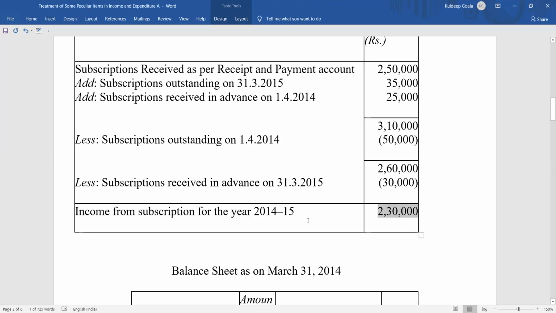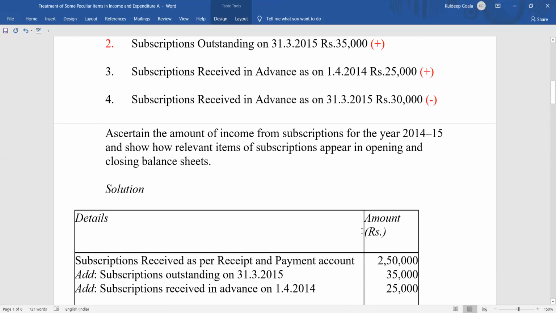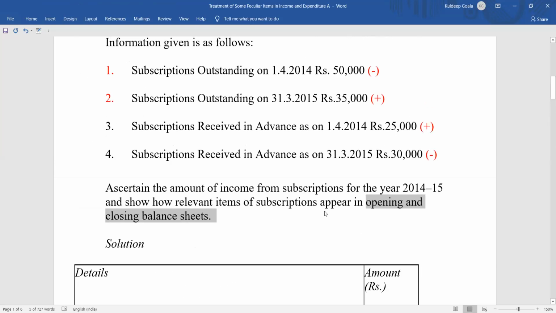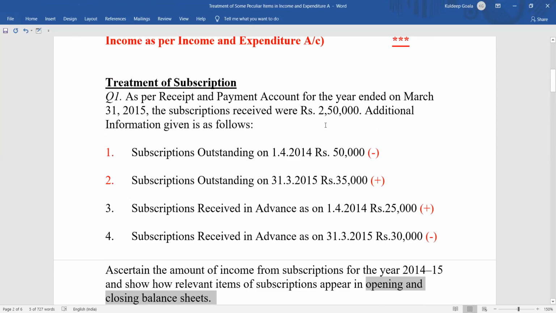Here, this is what will be shown in the income and expenditure account. I'll just mark it: income and expenditure account. Okay, this is how it will be shown. Then let's see what the treatment will be in the balance sheet, in the opening balance sheet and the closing balance sheet. As a whole, we can do it at a time. Let's find out the first thing here. What is the first item? The subscription that is received in the receipts and payment account. It will not come anywhere because it is just a part of the cash book, so it will not come in the opening or the closing balance sheet. We have to see what the next one is.